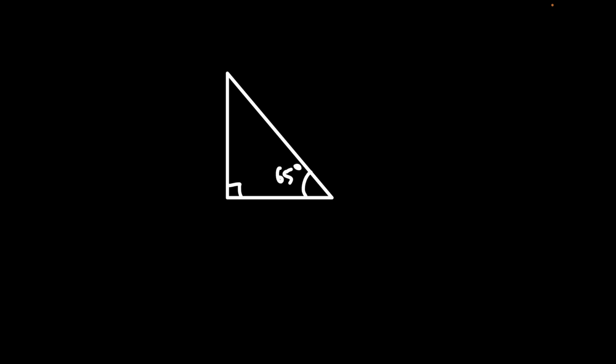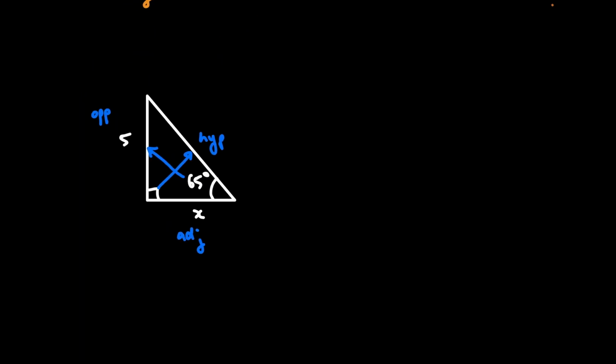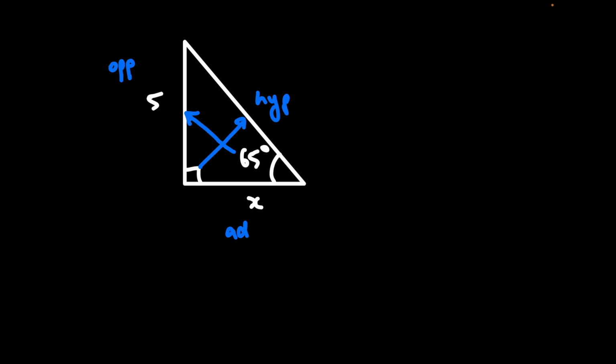65 degrees, this is x, and this is 5. How would you work out something like this? Well, if we do the same steps as before, we have the opposite side. We have the side opposite the 90 degrees, which is the hypotenuse. And we have your adjacent side. To work out what ratio we use here, we can recognize that we have opposite and adjacent, and that would be TOA, that would be tan.